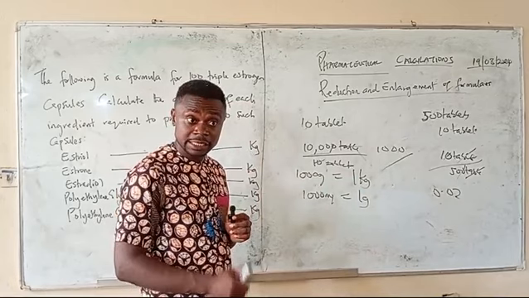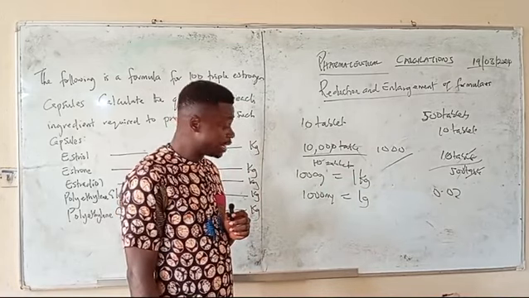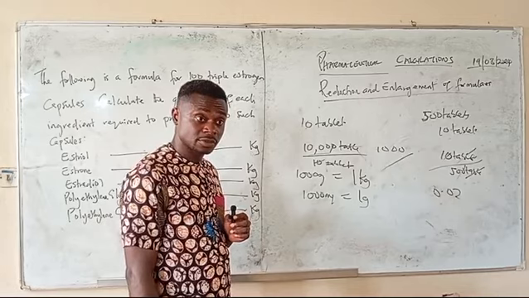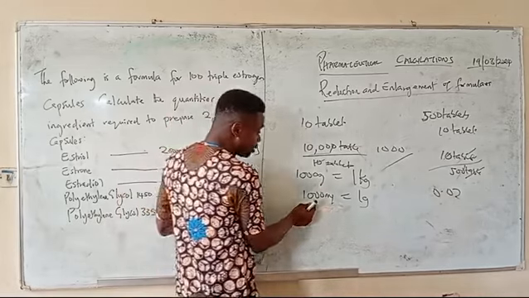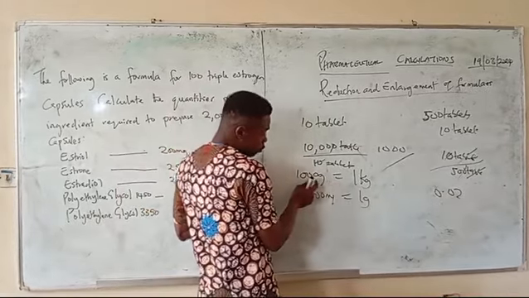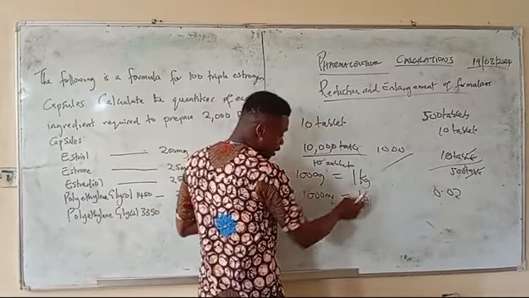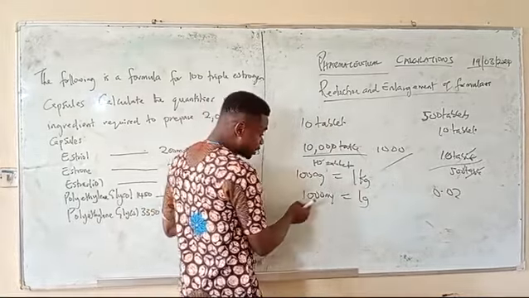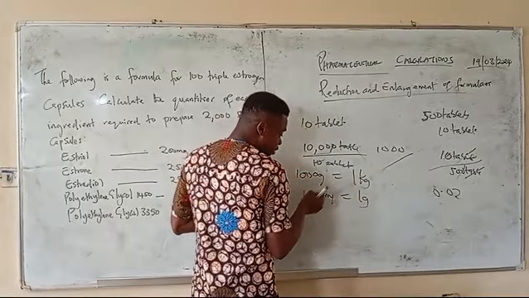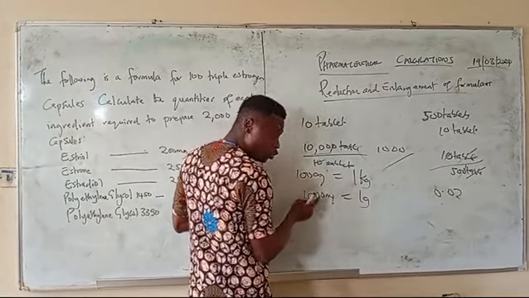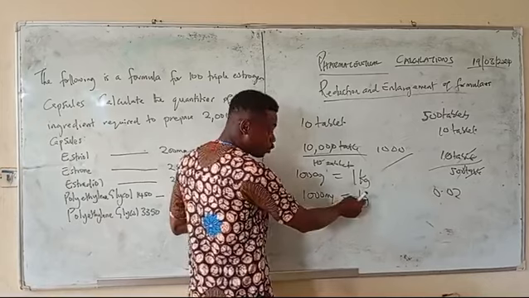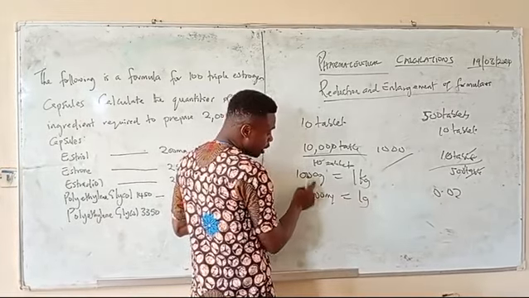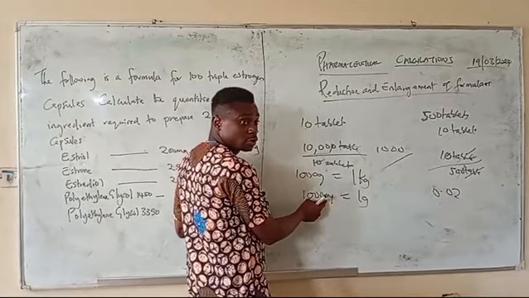You shouldn't add now. If 1,000 milligram make 1 gram, 1,000 gram make 1 kilogram, you multiply. Look, 1,000 milligram is equal to 1 gram. So wherever you see gram, you put 1,000 milligram.